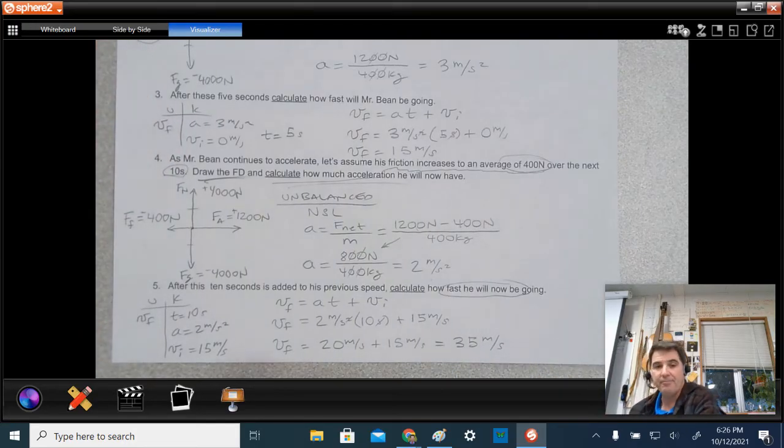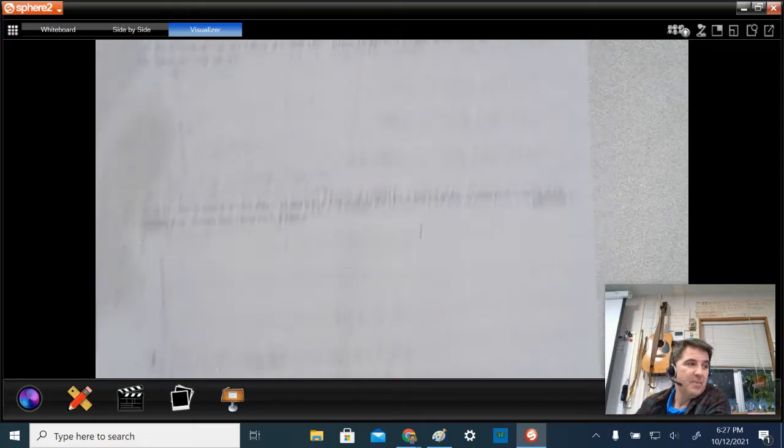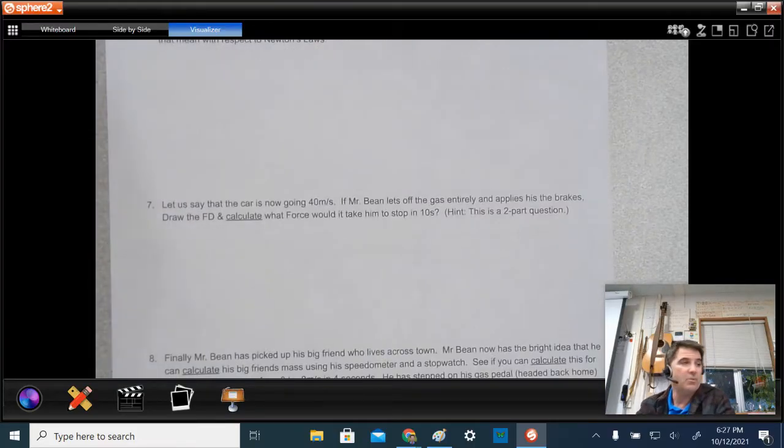Side 1 done. Okay, side 2. Side 2 gets a little bit more difficult, I guess, if you want to look at it that way.